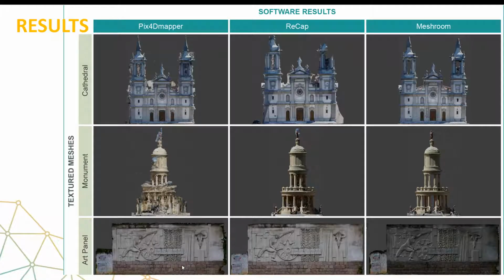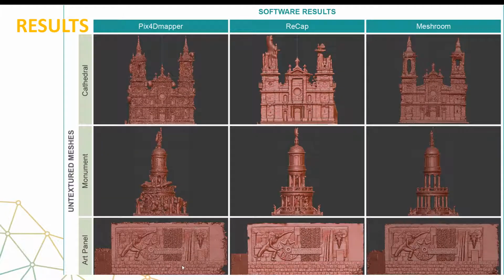So what we did, we tested only the standard configuration of the softwares, of the free license. And these are the results we had from data registration: the cathedral, the monument, and the art panel in Pix4D Mapper, Autodesk Recap, and Meshroom. This is a textured output of the softwares being seen in Blender, but we can also see it without the texture, so we can have a better understanding of the model itself.